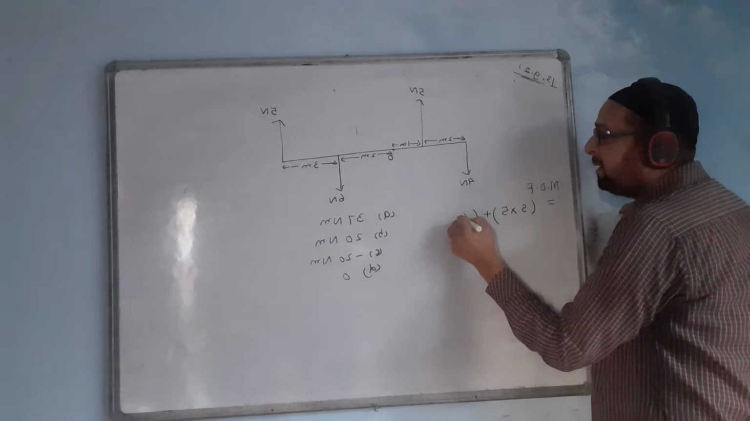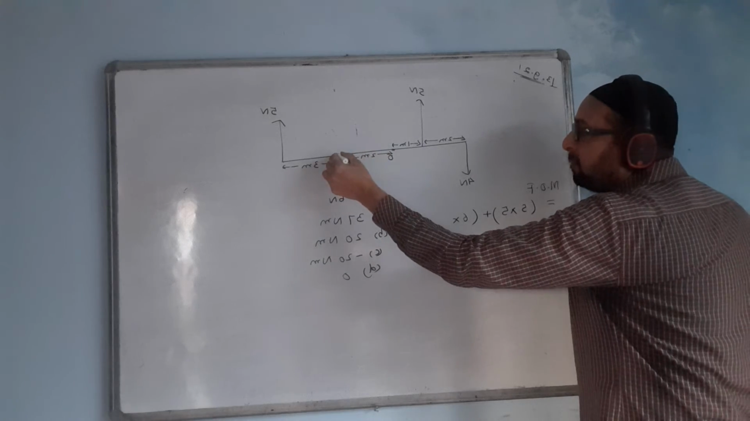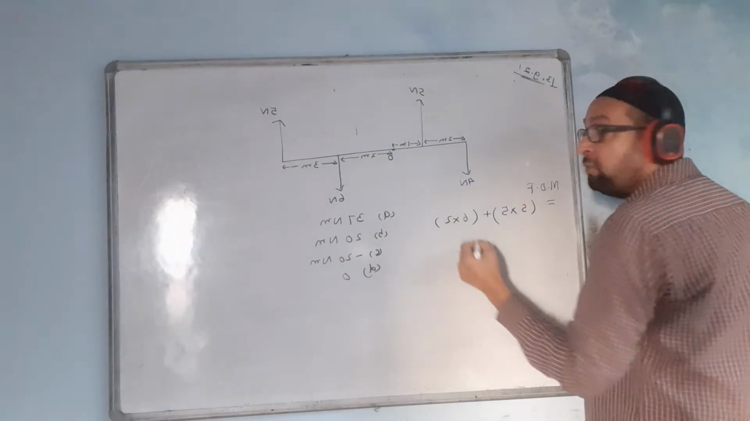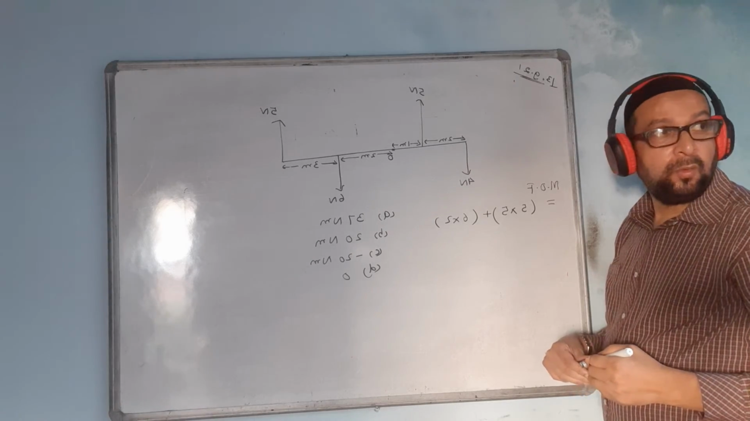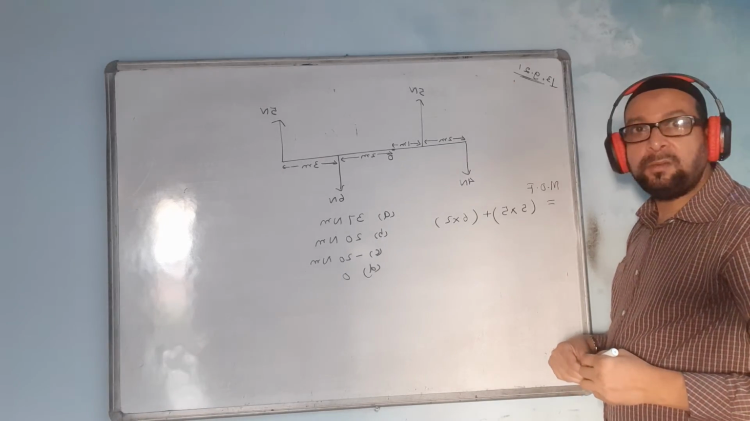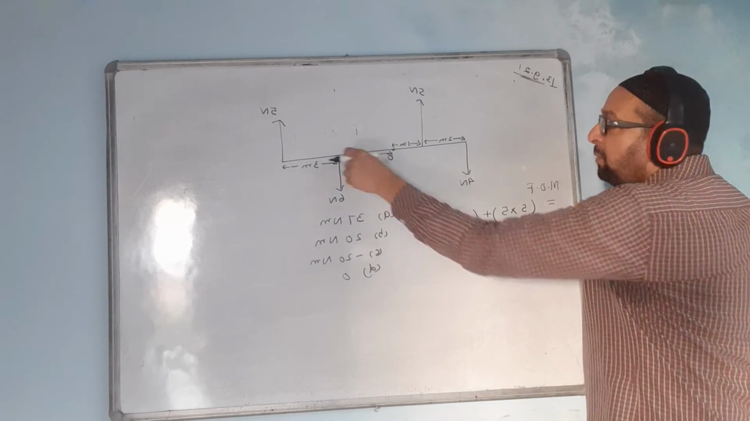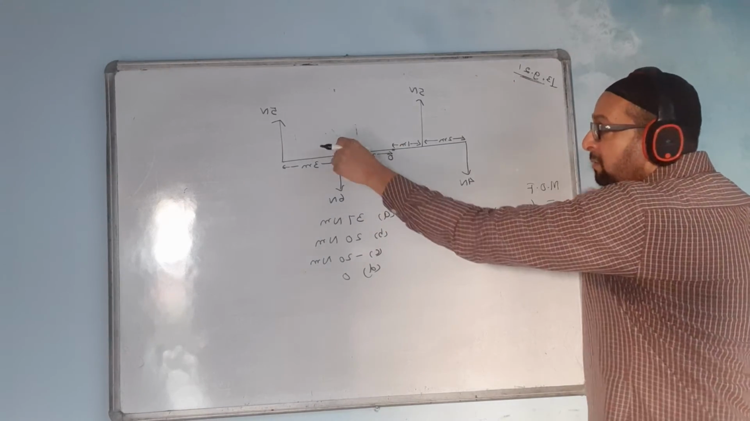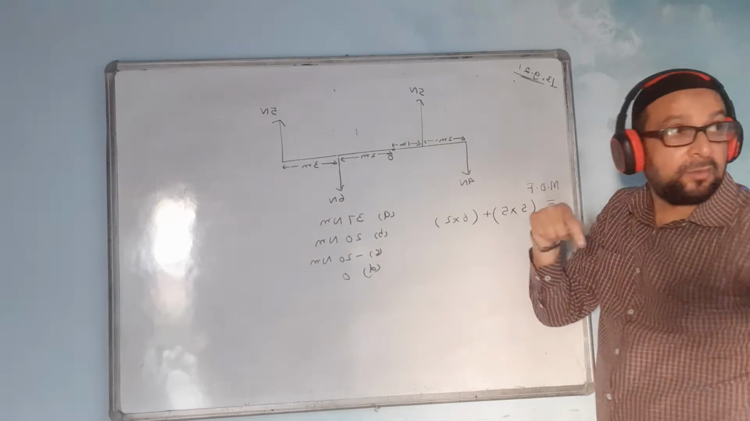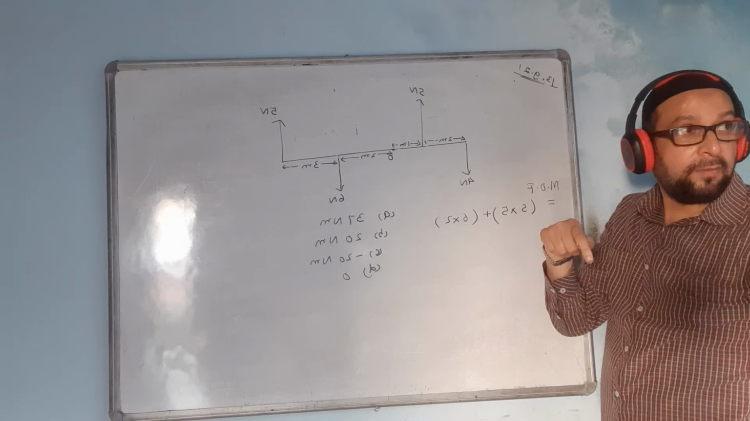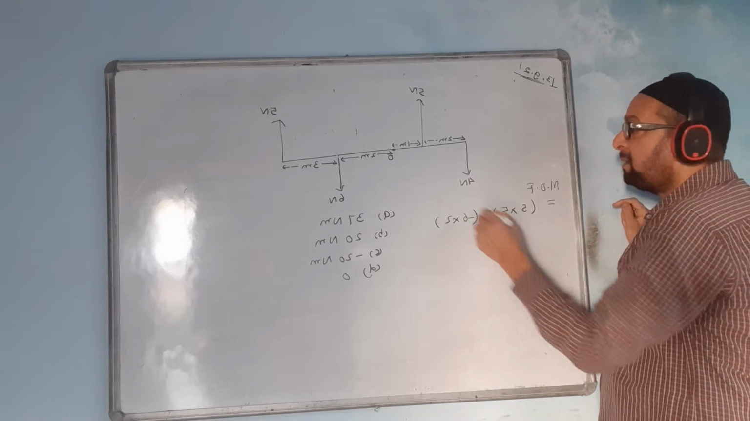Now I have come to this 6. 6 into the distance from the pivoted point. What is the distance from here? The distance is 2, right? 6 into 2. What direction, clockwise or anti-clockwise? Here is the point of rotation, and this is pushed down like this. This is clockwise. Clockwise is minus. Put a minus sign. Plus, I will come to this now.